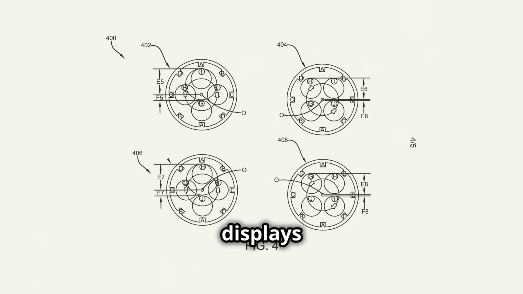Fig 4 displays 402, asymmetric eccentric mass loads, I the greatest distance from the center axis of rotation. Asymmetric eccentric mass loads H and J are distance E5 from the center axis of rotation. Asymmetric eccentric mass load G is distance F5 from the center axis of rotation.